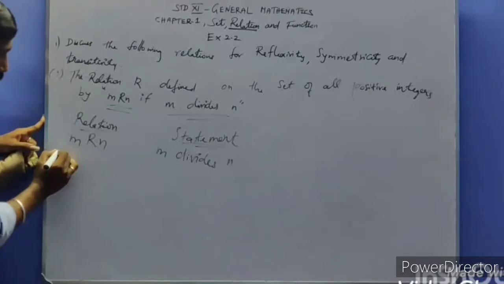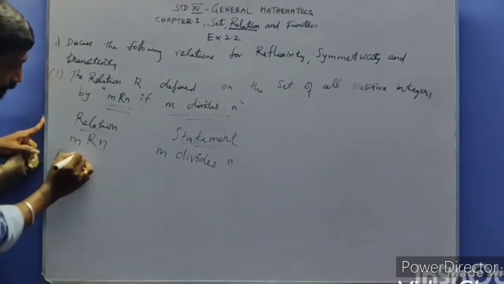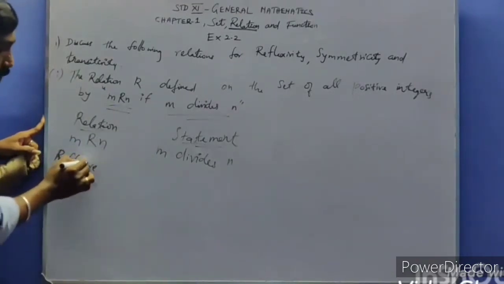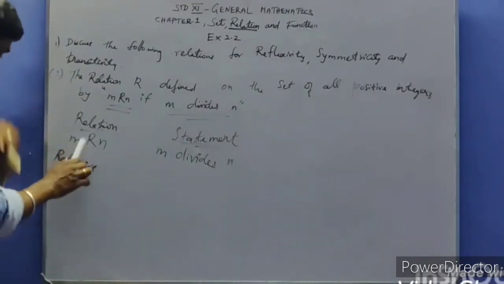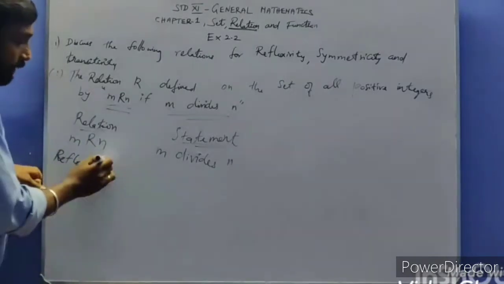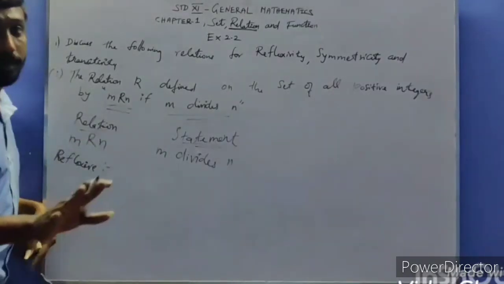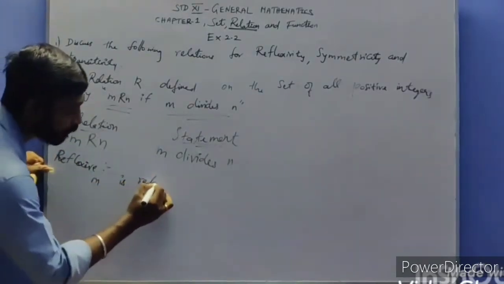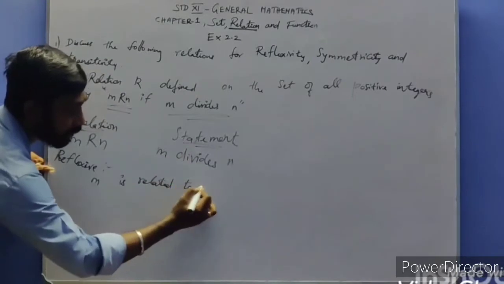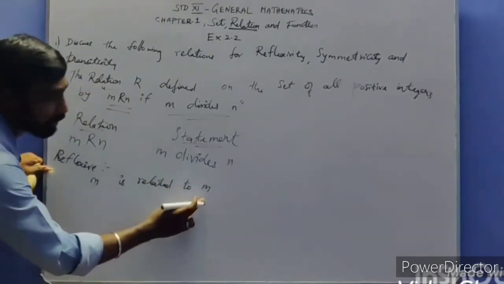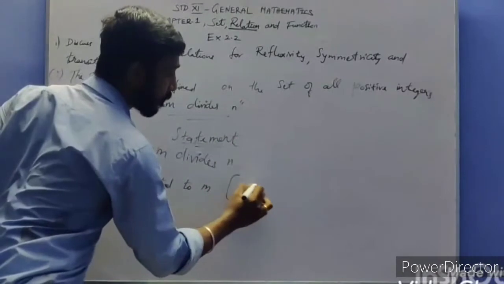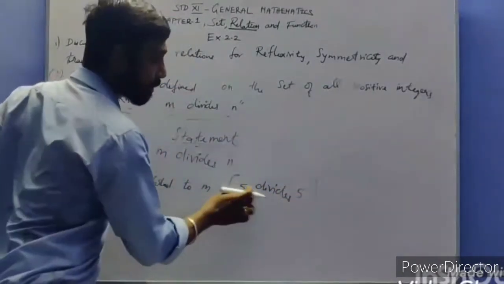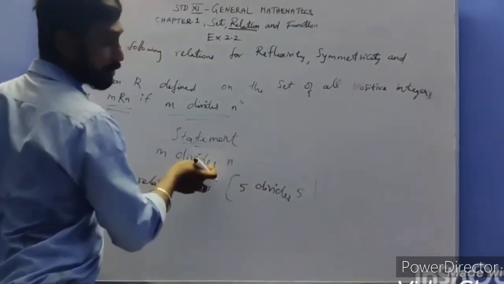First we are going to find out whether it is reflexive. Reflexive means M is related to M only. For example, 5 divides 5. I already told you: M related to M means M divides M. That will be the statement.